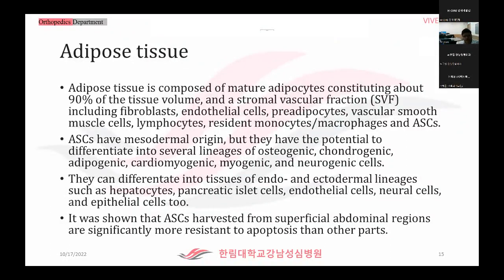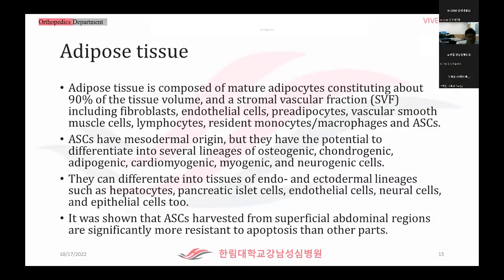Now come to the adipose tissue. Adipose tissue is the most abundant, most frequently found tissue in our body. It is mainly composed of adipocytes, about 90% of the tissue volume, and the stromal vascular fraction, including fibroblasts, endothelial cells, pre-adipocytes, vascular smooth muscle, lymphocytes, and resident monocyte macrophages, etc.